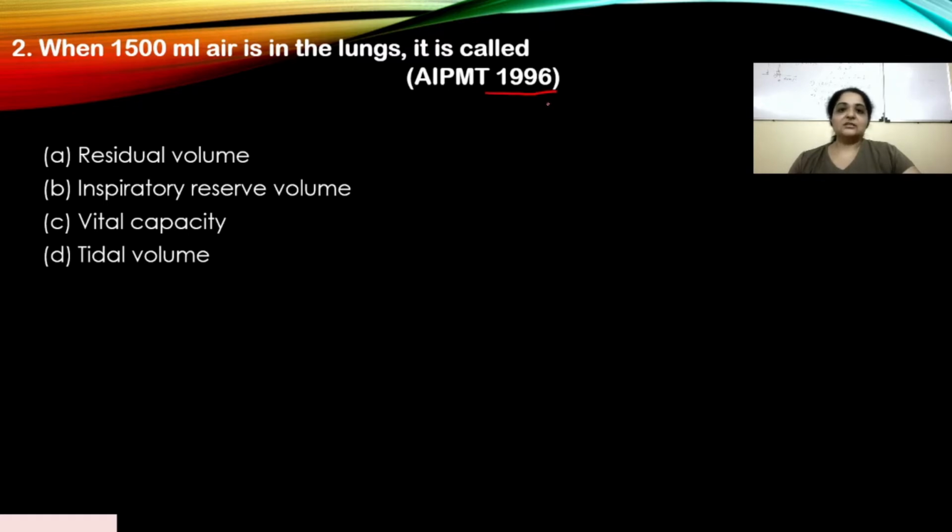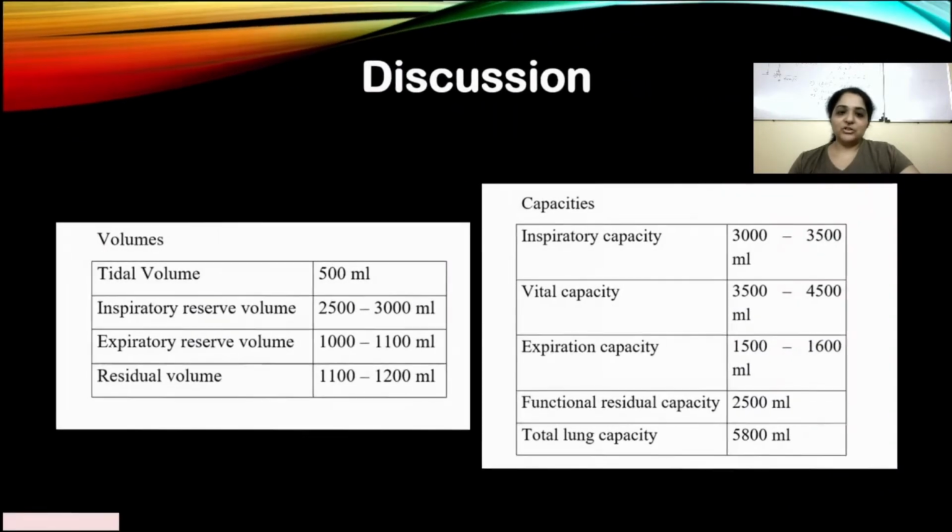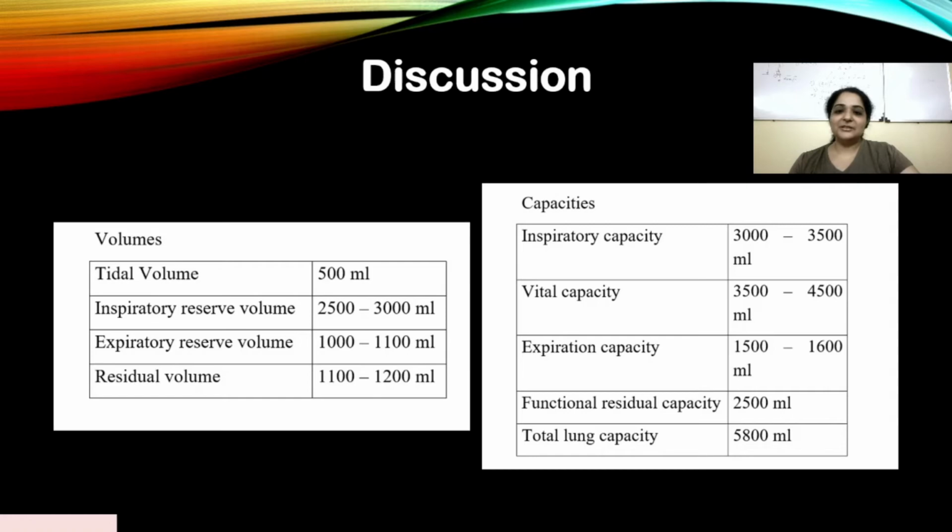So the correct answer is residual volume. If you've written down A, that means you got the right answer. Again, if you watched part 1, you would be familiar with these tables here. If you remember the volumes written in these tables, you will be able to answer that question. Now you must be wondering, it says 1500 ml over there, and the residual volume is 1200 ml. How can you write like that?